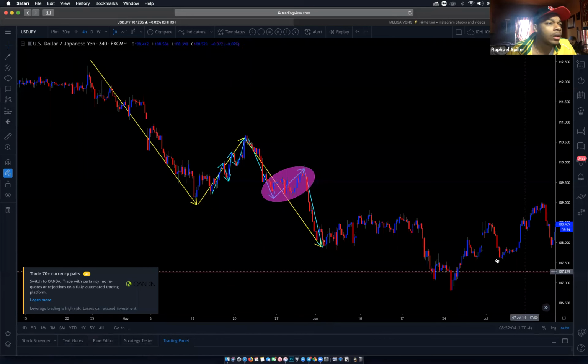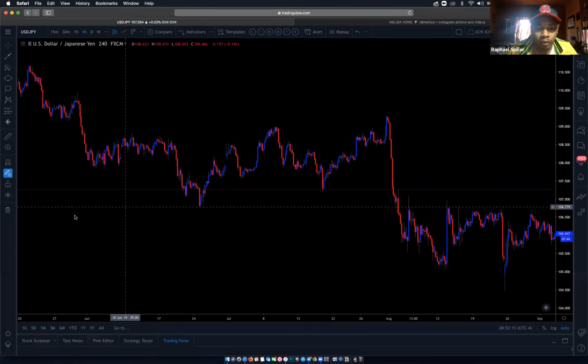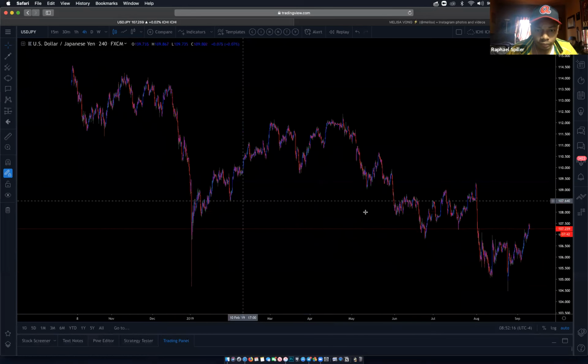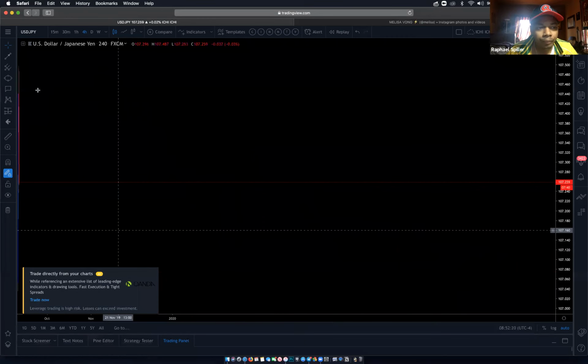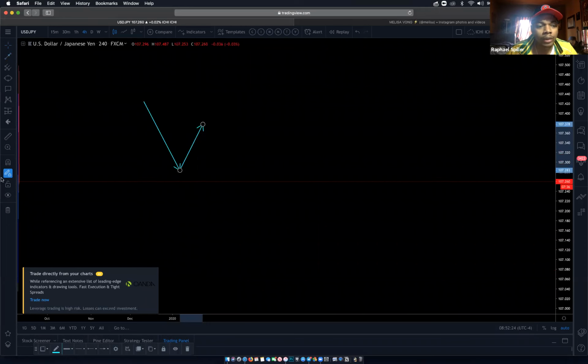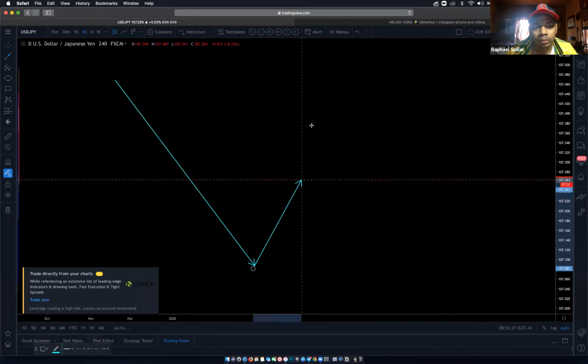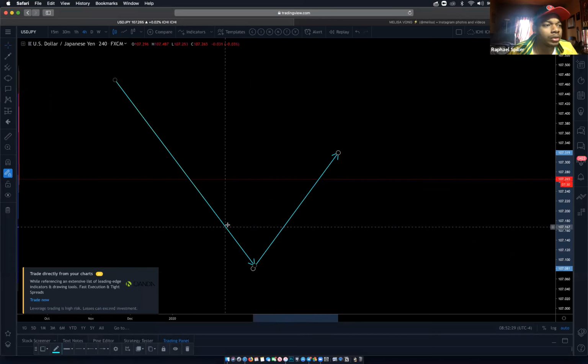How do you tell if it's a pullback or a reversal? So the difference between a pullback and a reversal, like I was stating before, right? Actually, let me make this bigger so you guys can actually see what I'm talking about.